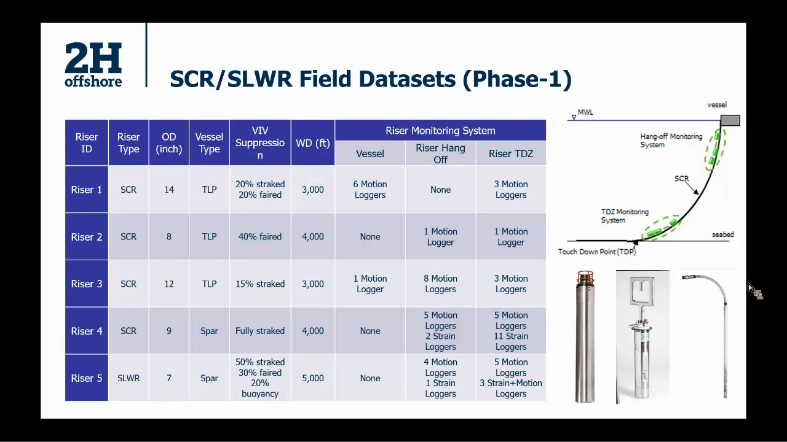And then the monitoring system. If you look at the picture on the right, you can see a cluster of loggers at the hangoff and a cluster of loggers at the touchdown zone. That is how they are typically monitored. And we have a riser hangoff column and a riser TDZ column. And then sometimes we have loggers on the vessels as well. And you can see that these risers all have different levels of monitoring.